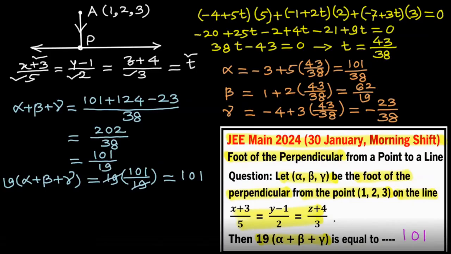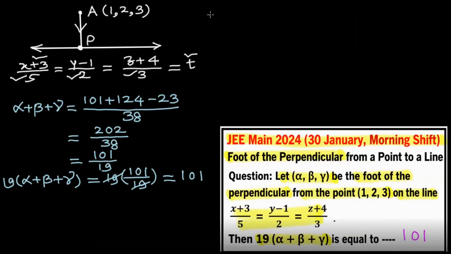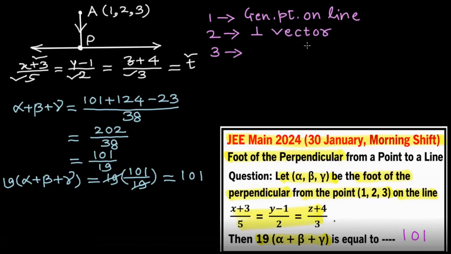Now let's talk about the JEE shortcut. The entire question depends upon remembering one principle. Whenever you are asked to find the foot of the perpendicular from a point to a line, number 1, write the general point on the line. 2, form the vector from the given point to the general point, that is the perpendicular vector. 3, take the dot product with the line's direction vector. 4, set it equal to 0. That's all. No special formulas, no memorization.